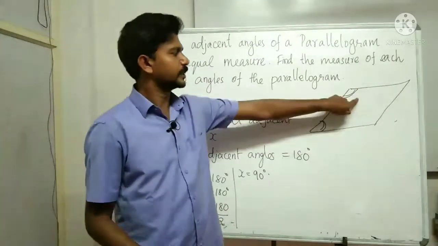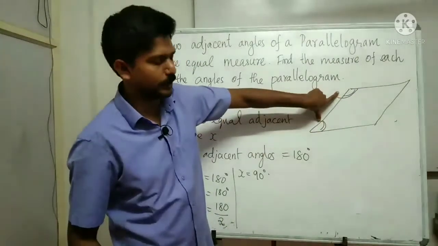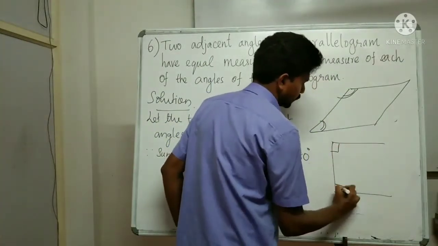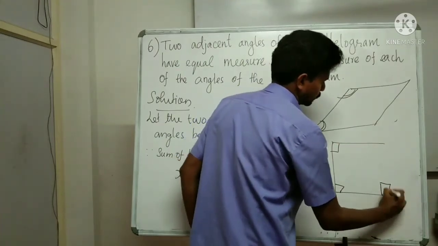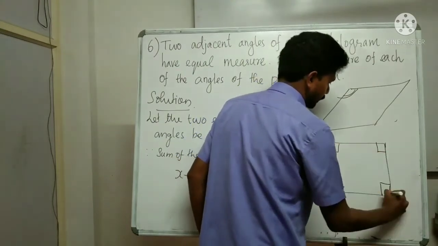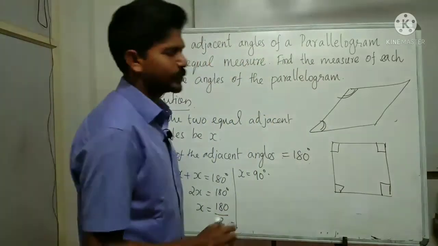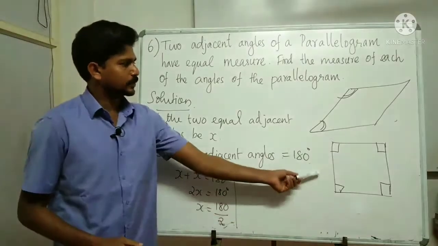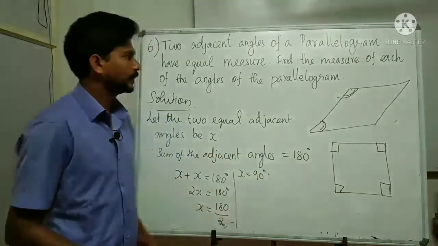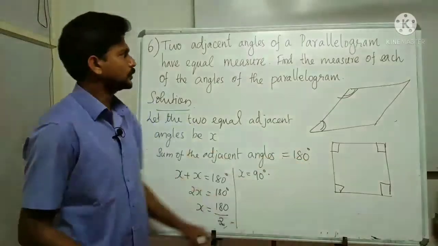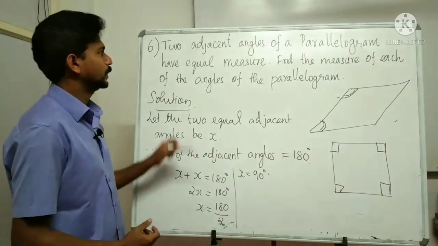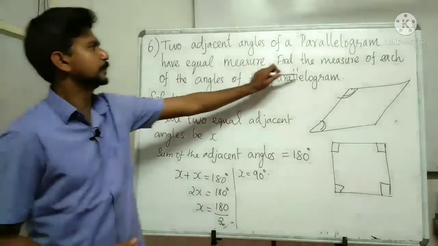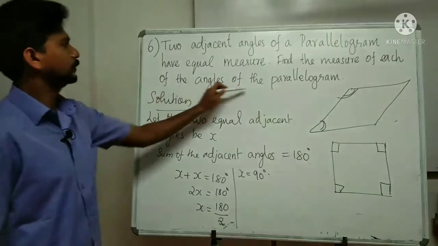So if one angle is 90, the other also is 90. These two angles are 90 degrees, and opposite angles are equal. So this angle is also 90, and this angle will also be 90 degrees. So it can be a square or a rectangle, but that is not asked in the question. We only have to find the measure of each angle of the parallelogram.